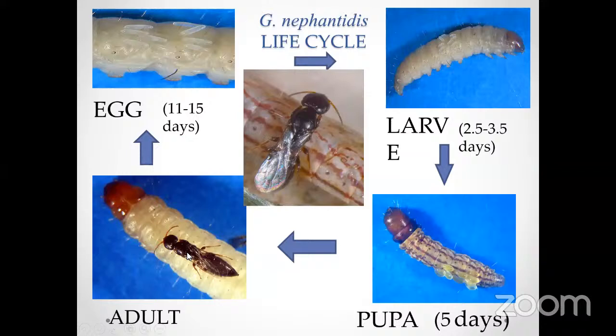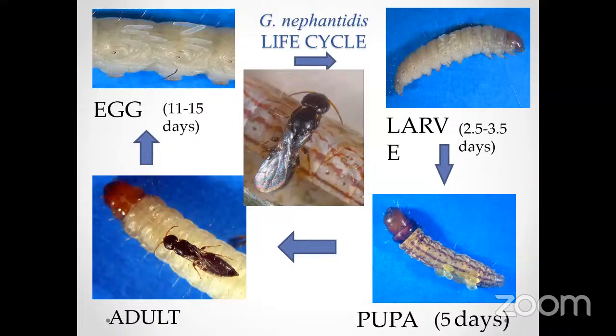When we have this culture of Goniozus, after the adults emerge we need to separate the male and female. Male and female can be easily separated with the help of size. The females are always bigger in size with a broader abdomen, and the males are smaller and short-lived. They will not live more than 2 days.